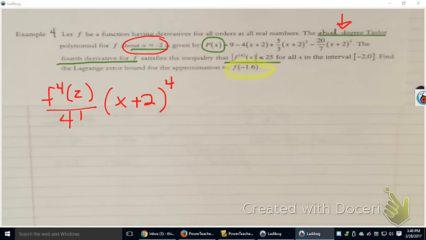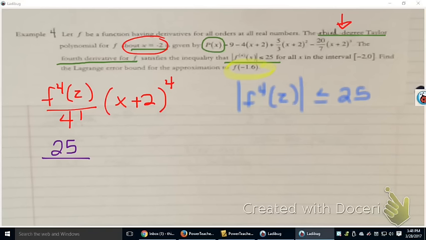Alright, when they tell me that f to the fourth of z is less than or equal to 25, what they're telling me is that the maximum value of the fourth derivative is 25. So what they've just told me is that 25 goes on top. 25 is the biggest value of the fourth derivative. 25 goes on top, 4 factorial. Our x value that we're using is negative 0.16. You would take the absolute value of that, but it will be positive, so that's the reason it works out that way. Let's plug that in the calculator.